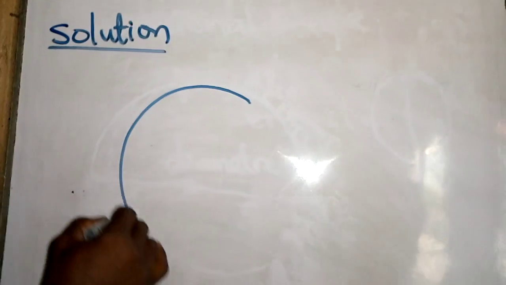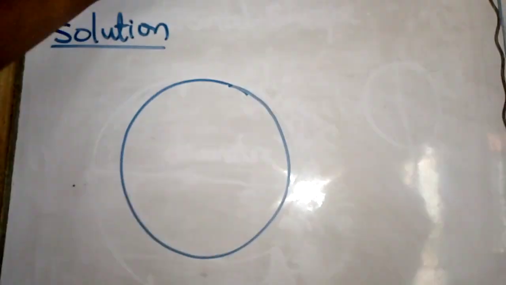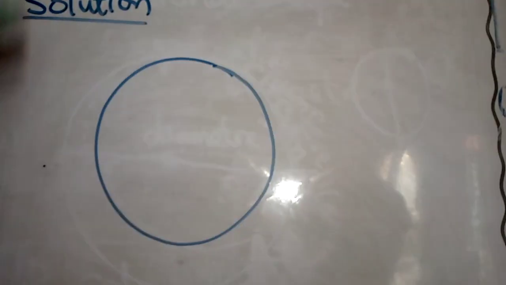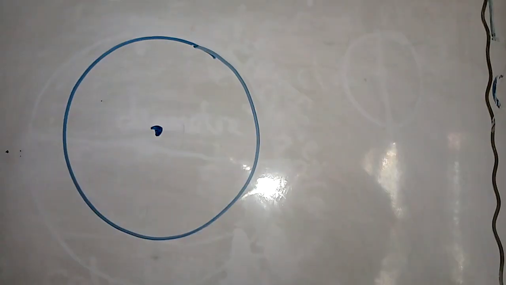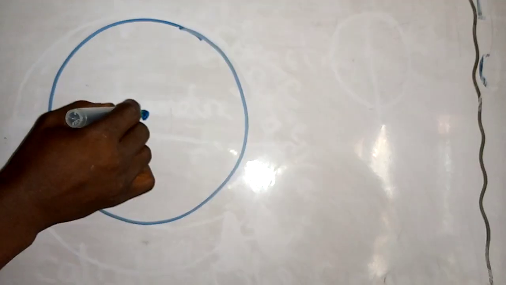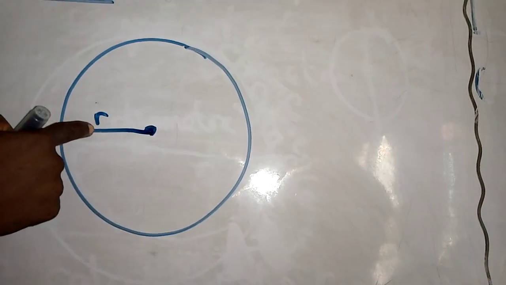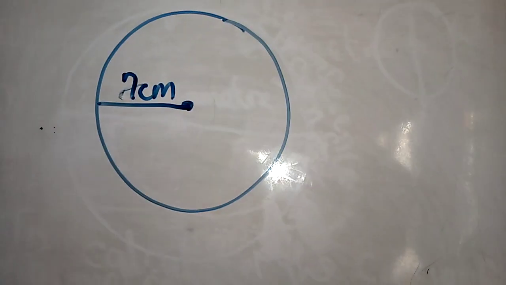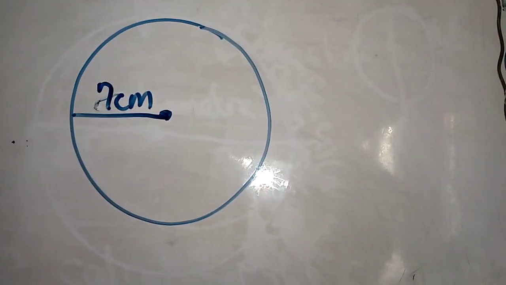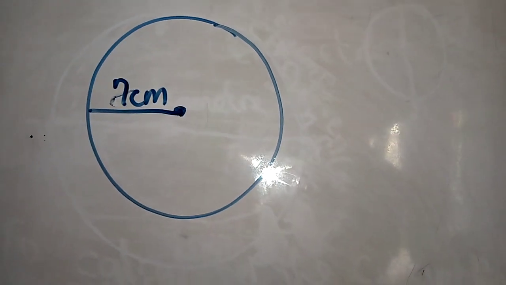This is the circle. Find the circumference of a circle. So they are talking about a circle. From what we are given, the radius of the circle is what? 7 cm, meaning that this is the radius. We are asked to calculate the circumference of the circle.